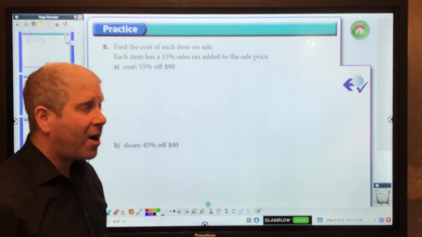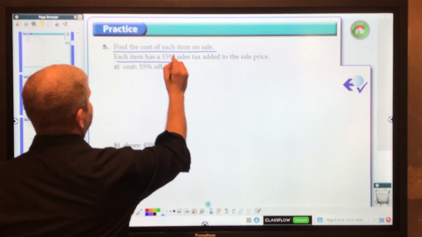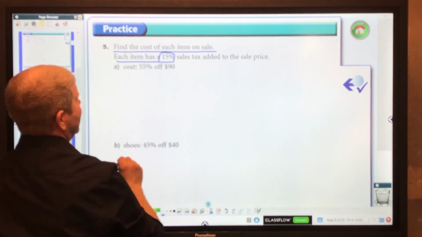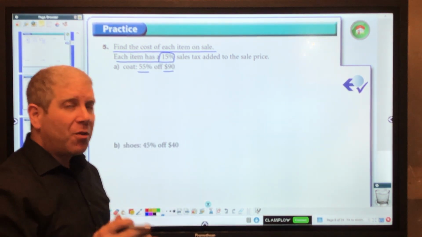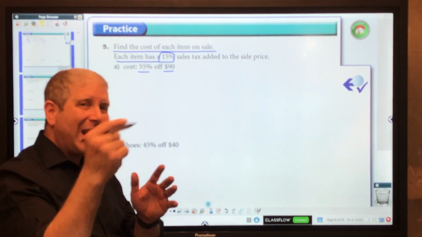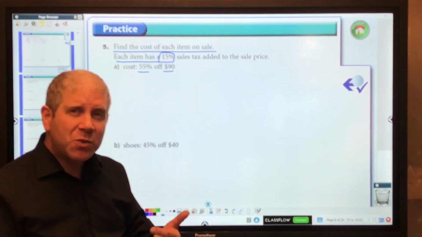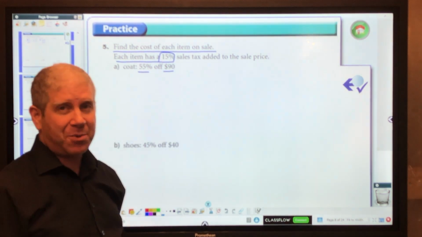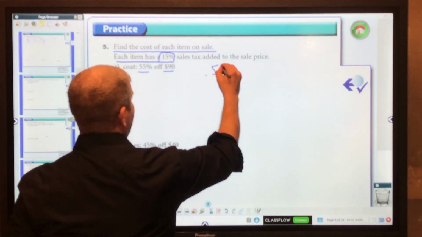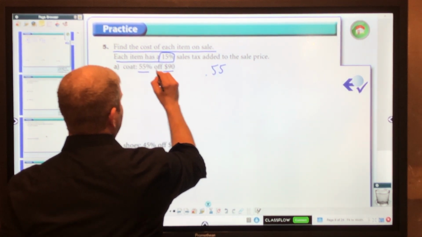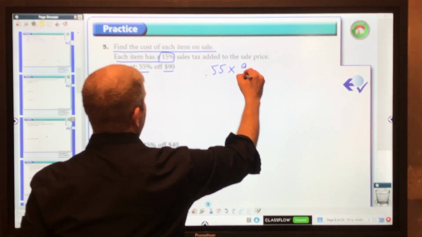Let's look at question number 5 now. Find the cost of each item on sale. Each item has a 15% sales tax added to the sale price. The coat is 55% off of 90. So first we have to take the $90, take off whatever 55% is. Then we're going to get our sale price. Then once we have our sale price, we're going to have to add 15% sales tax. So it's 2 steps. So first we're going to do 0.55, which is 55%, off of, so multiplying by 90.